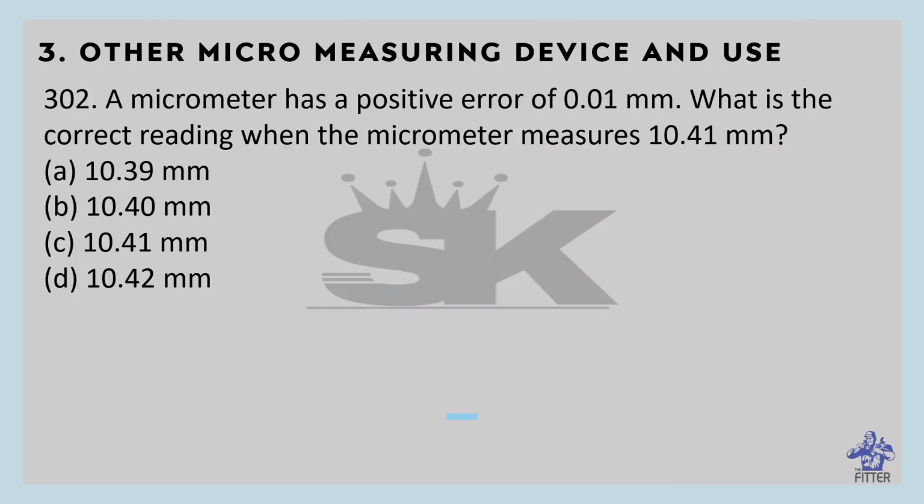A micrometer has a positive error of 0.01 mm. What is the correct reading when the micrometer measures 10.41 mm? Here it is a positive error, so we subtract it from the measured value. The correct reading equals 10.41 minus 0.01, that is equal to 10.40. So option B.